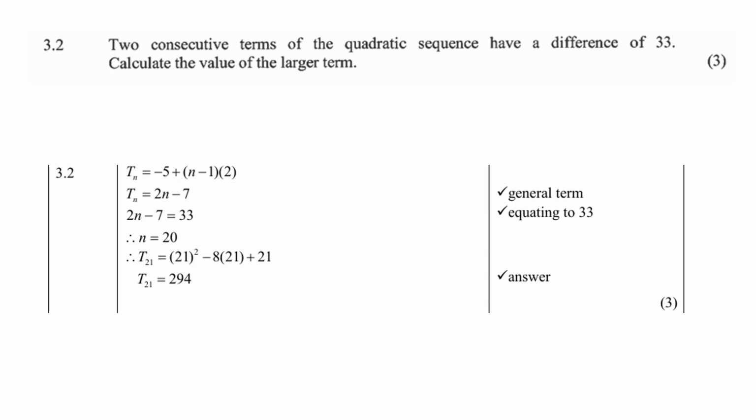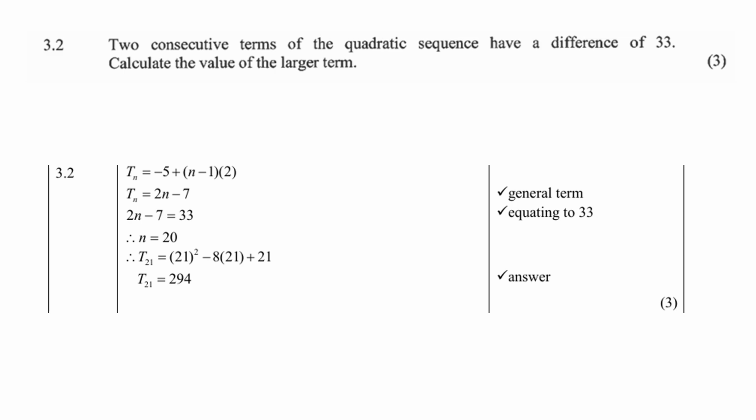3.2. Two consecutive terms of the quadratic sequence have a difference of 33. Calculate the value of the larger term. So you go to your first difference in the previous question and use that sequence. There, and then of course you will notice it's arithmetic because there is a common difference of 2. So you go to the general term formula for any arithmetic sequence, Tn equals a plus (n minus 1)d. Then replace a with negative 5 and d with 2. And then you get the general formula Tn equals 2n minus 7.